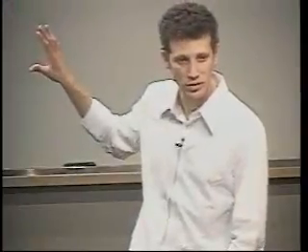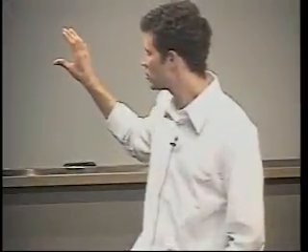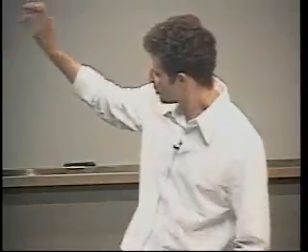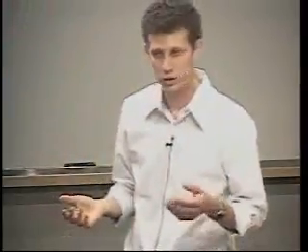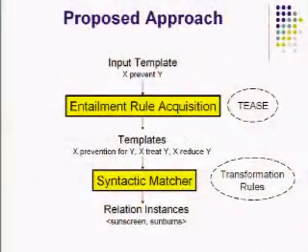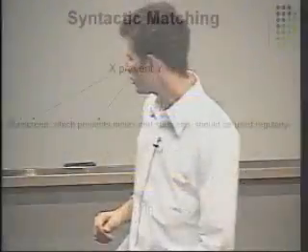Another thing is that you can think about this as a kind of entailment engine, a basic one. We have the syntactic matcher, which is performing the inference. We'll talk about what a syntactic matcher is. And we have the acquisition, which provides us a knowledge base of rules. In this paper, we used TEASE as the algorithm and used transformation rules for implementing the syntactic matcher.